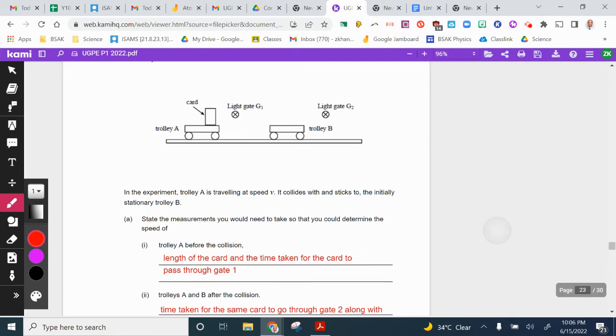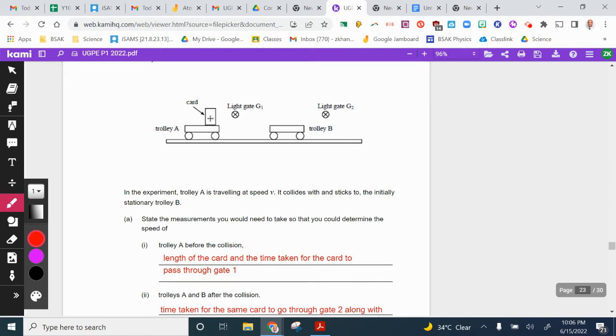Now, when trolley A collides with trolley B, they stick together. Okay, and that's what it says here. It collides with and sticks to the initial stationary trolley B, which wasn't moving before. So this hits that there, sticks to it, and then they keep on moving. So they both move at the same speed once they stick together.